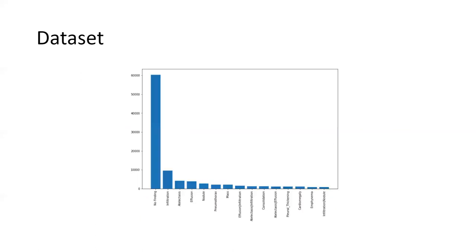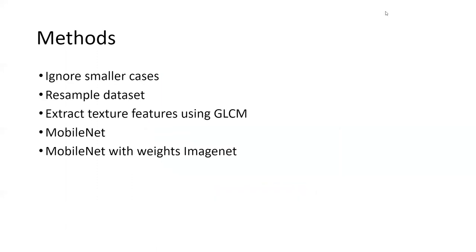So here is the distribution of the images, and you can see it needs to be resampled. So first I will ignore some smaller cases, and then I will resample the dataset. And I will extract the texture features using GLCM for texture features. And I will apply MobileNet and a MobileNet with fine-tuned weights actually.